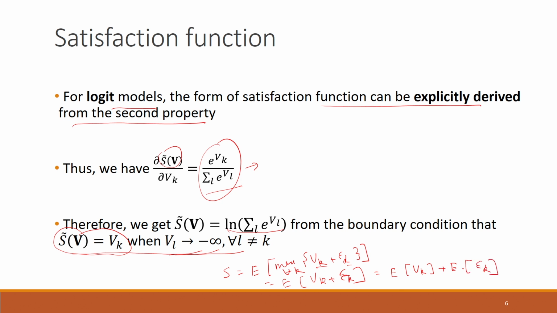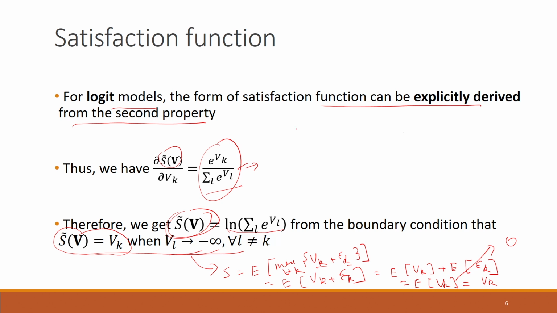Now, if you recall, we assumed that the expected value of the error term is equal to 0. Therefore, this will be equal to the expected value of Vk, and since the systematic utility is a deterministic component, the expected value is equal to Vk. So this is the basis for having this boundary condition. Let us see how we can derive this expression using this relation and this boundary condition.